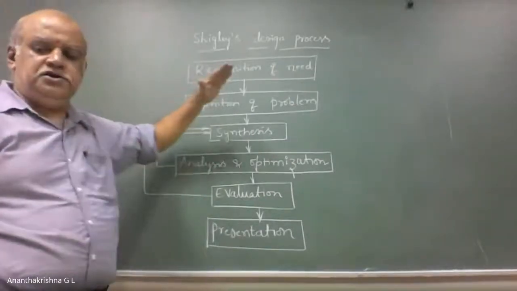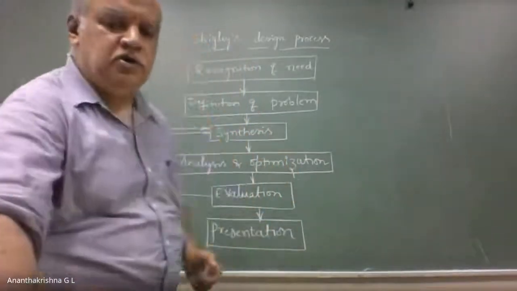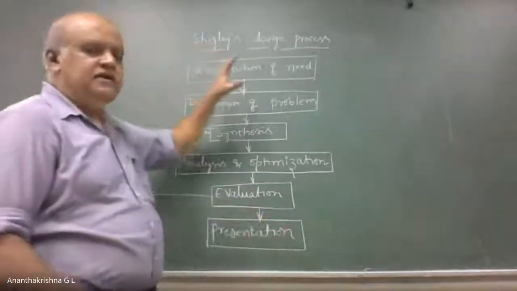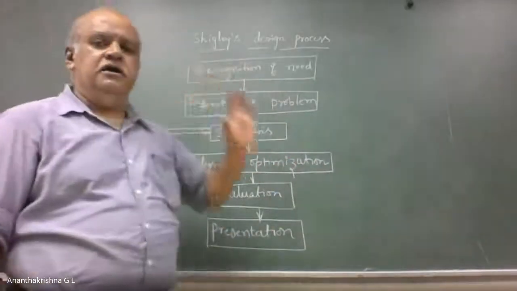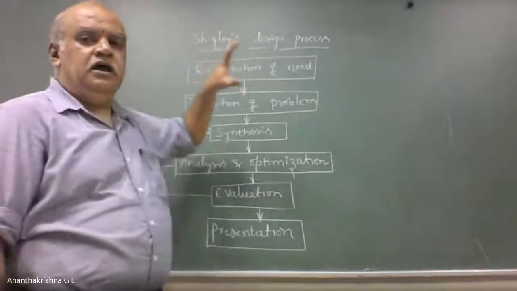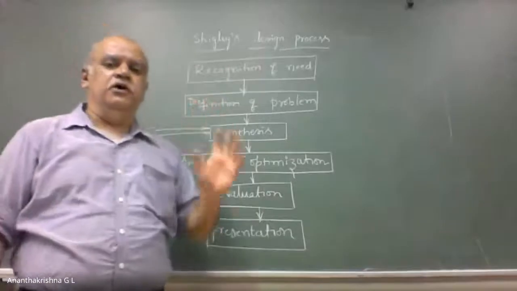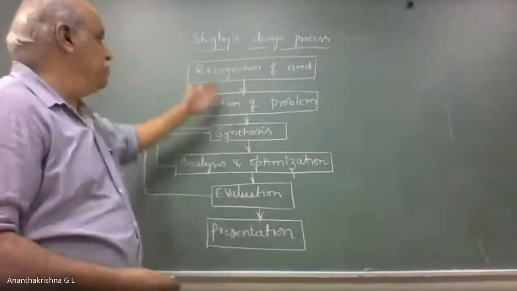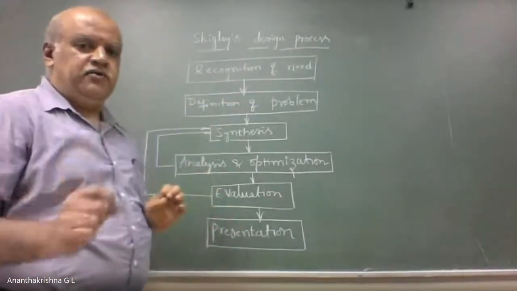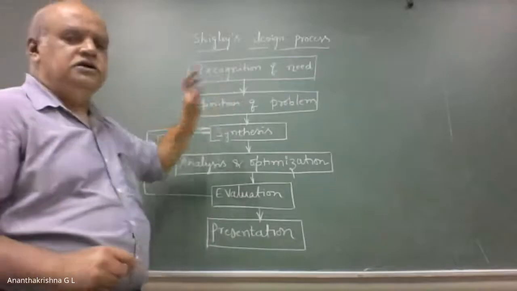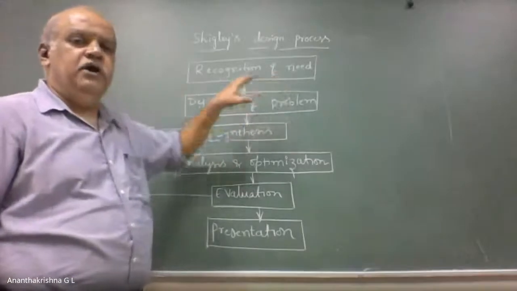First one is a recognition of need. Recognition of need in the sense that someone should recognize that there exists a problem that is to be solved or action need to be taken. So that is the recognition of need. Next comes definition of problem. Whatever the problem or need is there, we have to define the problem clearly. That is, from unstructured, we try to move towards structured problem. So that is what is happening in definition of a problem.